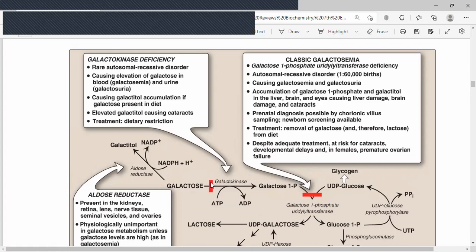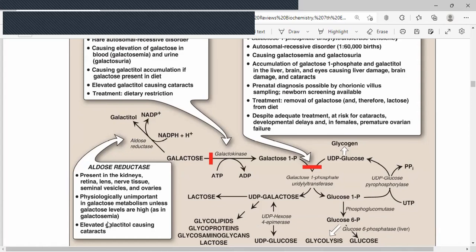Then type 2, galactokinase. If you have type 2, there will be accumulation of beta D galactose. Then in the lens of the eyes, we have an enzyme known as aldose reductase. It converts beta D galactose to galactitol. Galactitol causes the lens to absorb water. Okay. Once it absorbs water, the lens becomes opaque. It leads to lens opacity. Lens opacity is what we call cataracts. Okay. Cataracts.